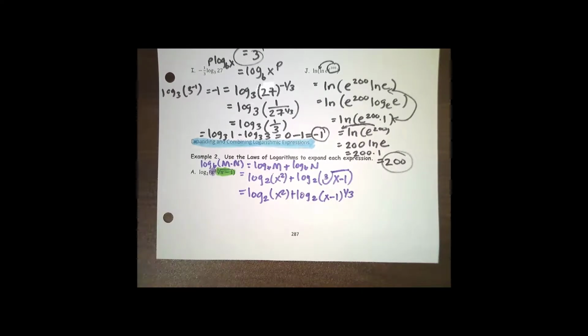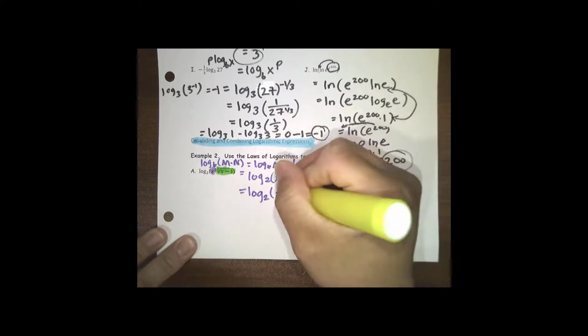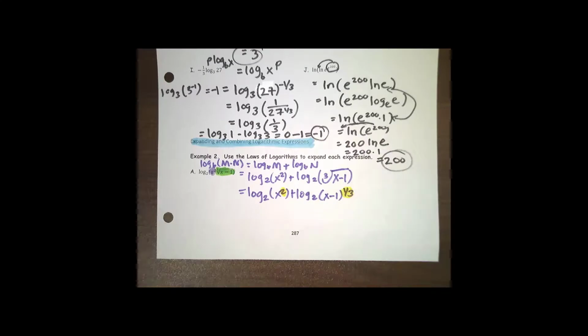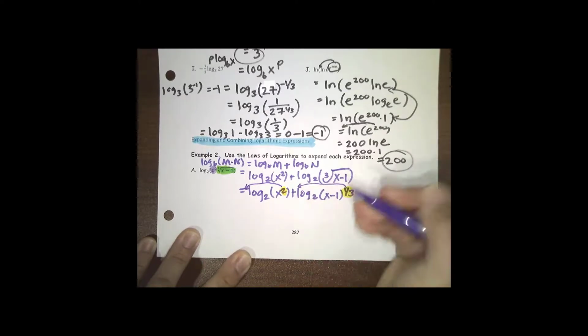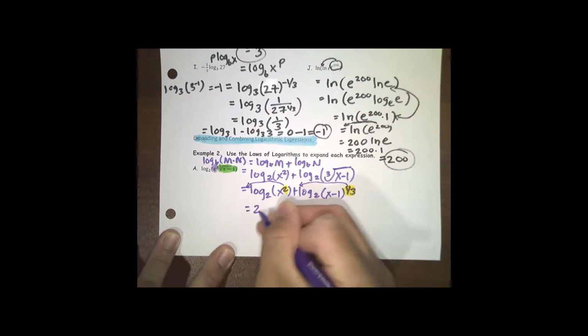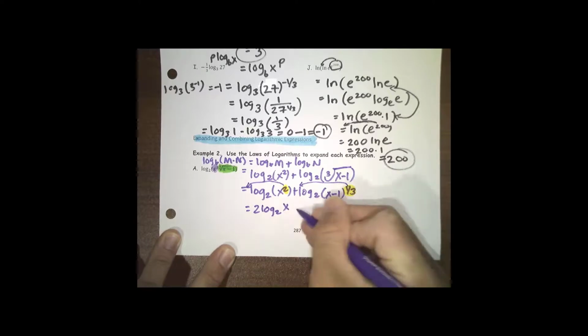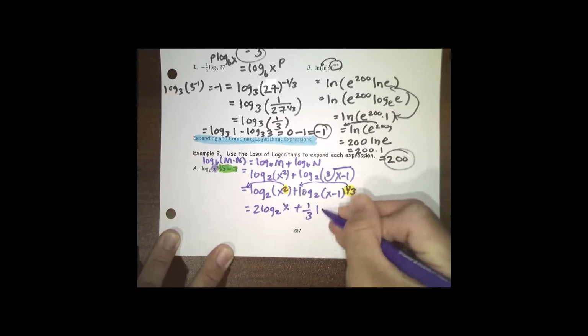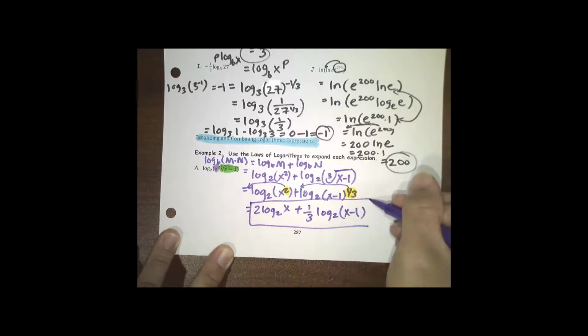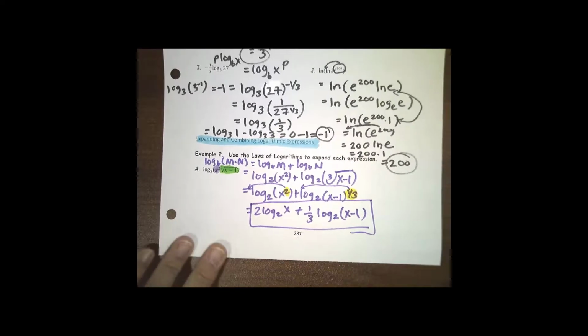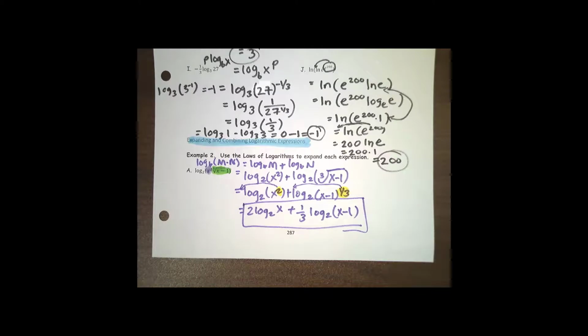After I do that, I am going to use the power rule for logarithms to bring the exponent in front of the logarithms. So if I do that here and here, I have 2 log base 2 of x plus 1/3 log base 2 of x minus 1. And that's what I call expanding the logarithmic expression.